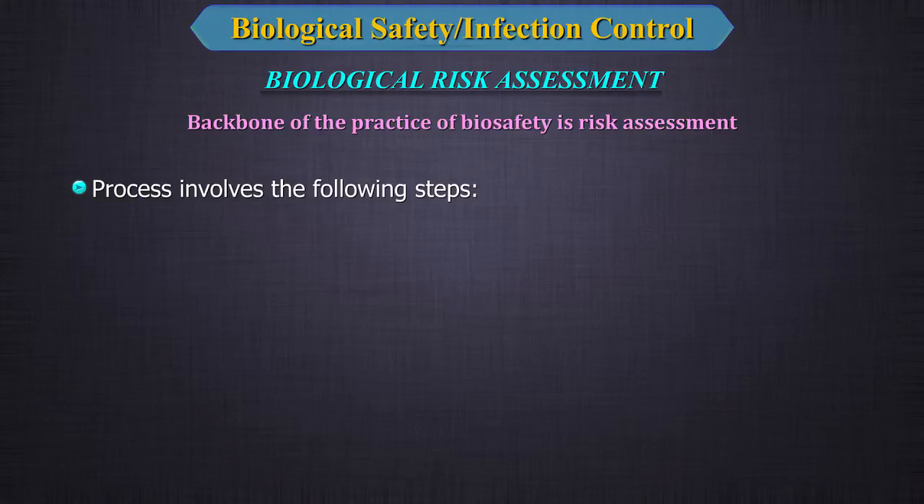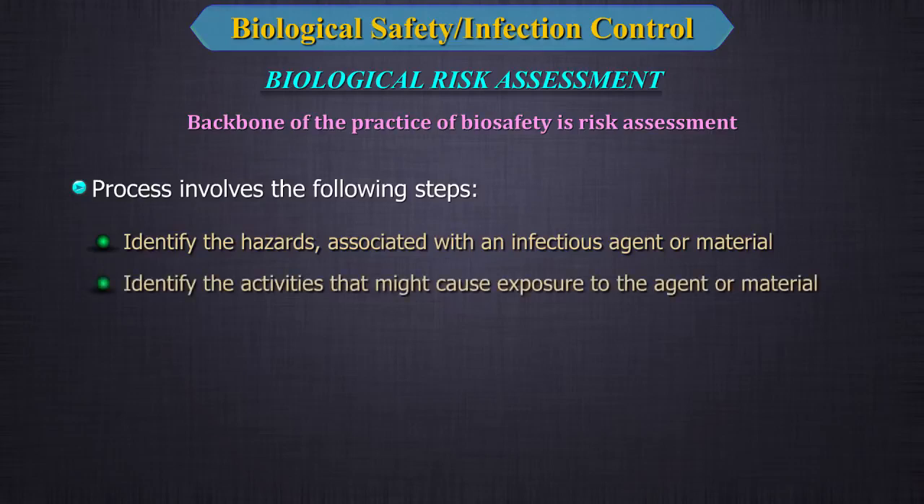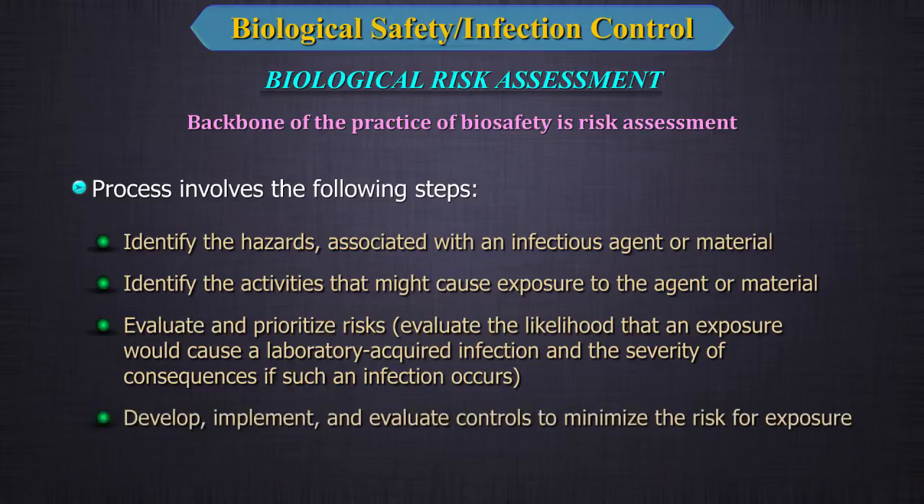The process involves the following steps. Identify the hazards associated with an infectious agent or material. Identify the activities that might cause exposure to that agent or material. Evaluate and prioritize risks, that is, evaluate the likelihood that an exposure would cause a laboratory-acquired infection and the severity of consequences if such an infection occurs. Develop, implement, and evaluate controls to minimize the risk for exposure.